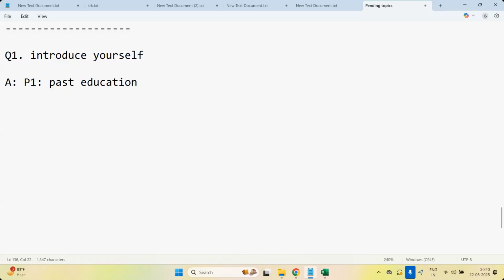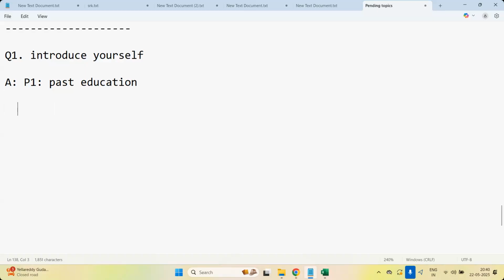Some students will say, sir, for example, I did my BTech in 2017 and now I'm doing an MBA. Should I say my BTech in 2017? Why say it? If BTech is important, why are you doing the MBA then? So whatever your latest degree is, highlight only that. The remaining things are not required. And that too, past education is only 1 point.